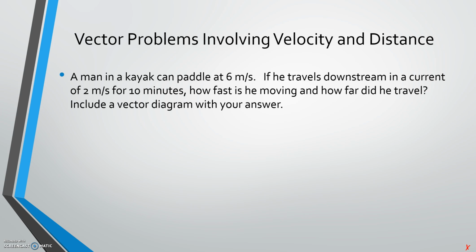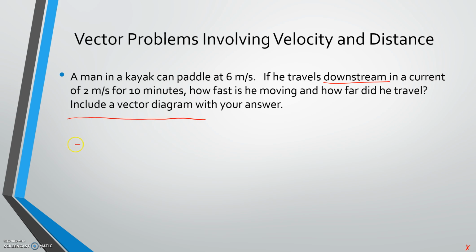So to figure out how fast he's moving, we need to decide how his paddling is related to the current. If it says that he's paddling downstream, that means he's paddling with the current. So when we go to draw our vector diagram, we're going to add our two vectors together to find our resultant vector. So let's draw a picture.